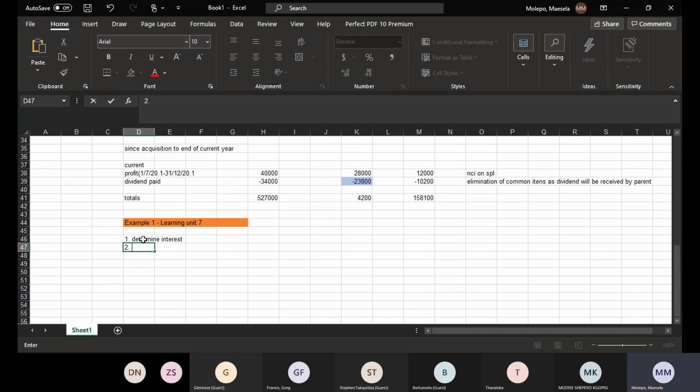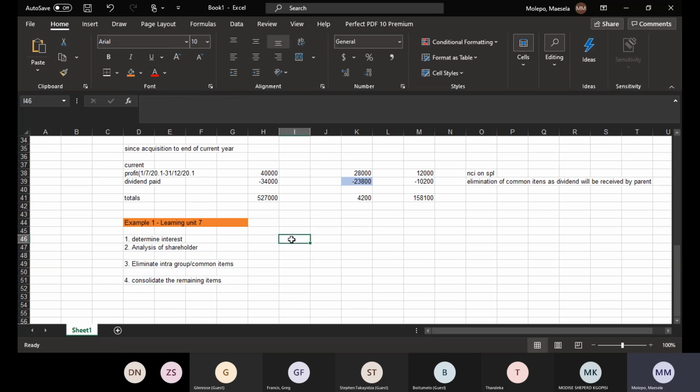Two, you do your analysis. And then three, you eliminate intragroup or common items. And then four, you consolidate the remaining. So this is the basic rule of answering this module. Like any question that comes, this is the basic rule of answering it.